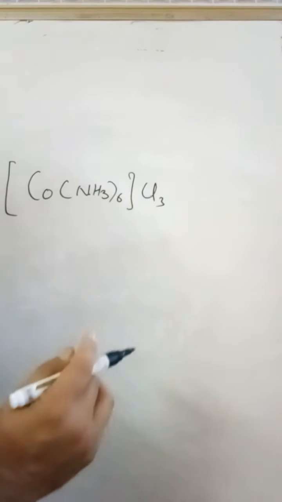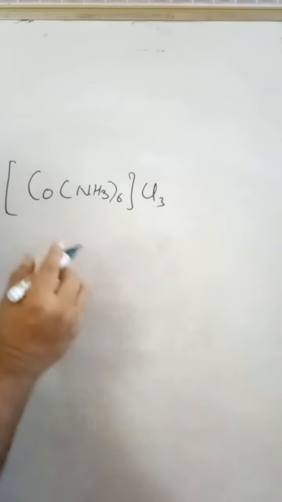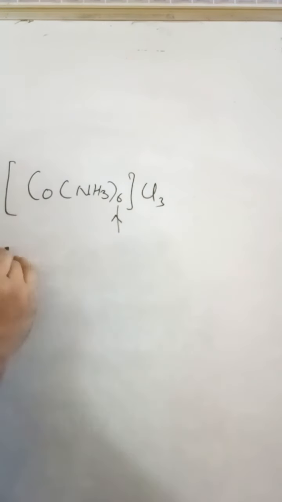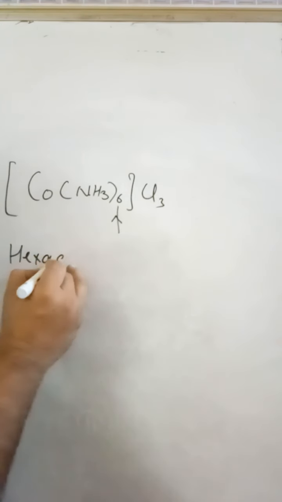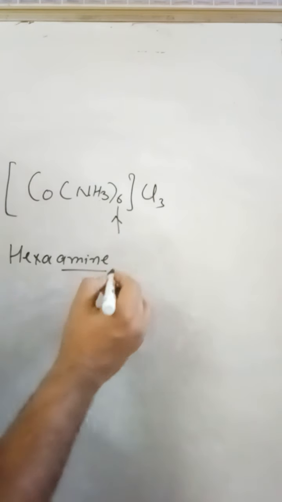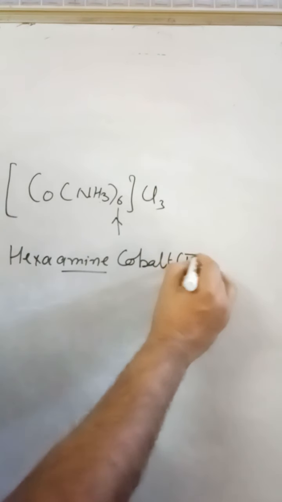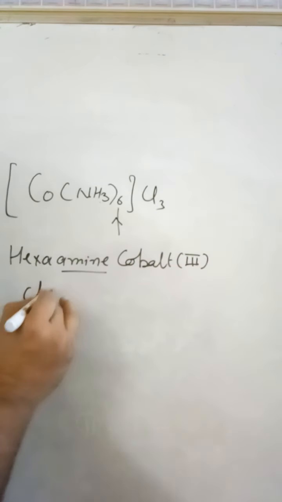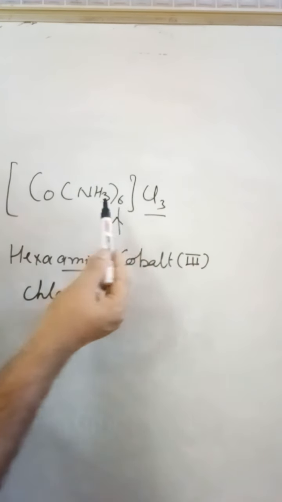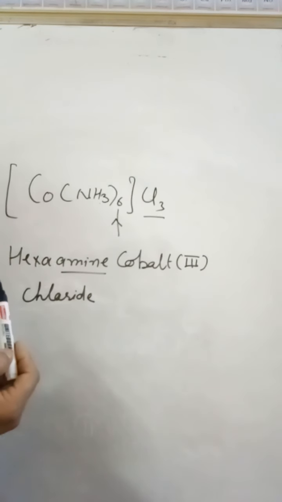Now suppose the compound is cobalt hexaammine Cl3. According to the rules, we have to name the number of ligands first. This is hexaammine. Ammine is for the ligand ammonia, then cobalt. As you know, the oxidation state of cobalt is 3, so it is a chloride. So hexaamminecobalt(III) chloride.